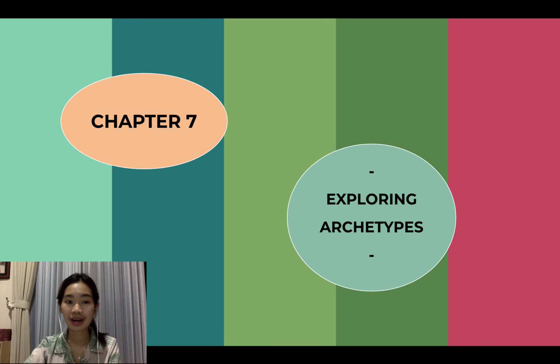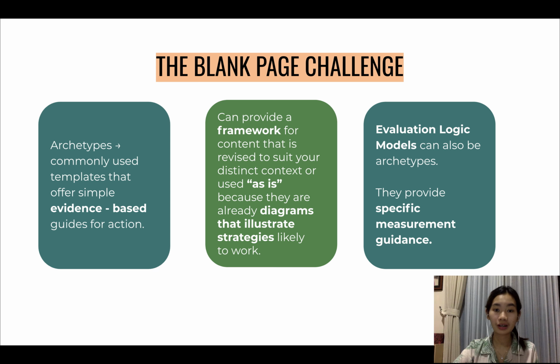So hello everyone, I'm Hannah and today we'll be moving on to chapter 7, which is exploring archetypes. First of all, archetypes are a great remedy for model block or display paralysis. They can also contribute significantly to model quality because they are more likely to secure intended results. Archetypes are commonly used as templates that offer simple evidence-based guides for action. They look and feel like a program logic model, but the qualification is that all or some of the elements, relationships, and outcomes specified in the archetypes are tested and proven.